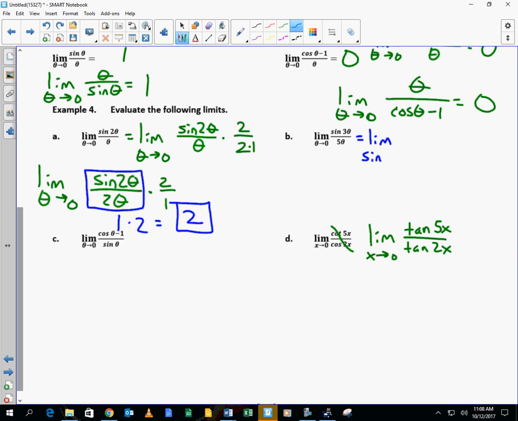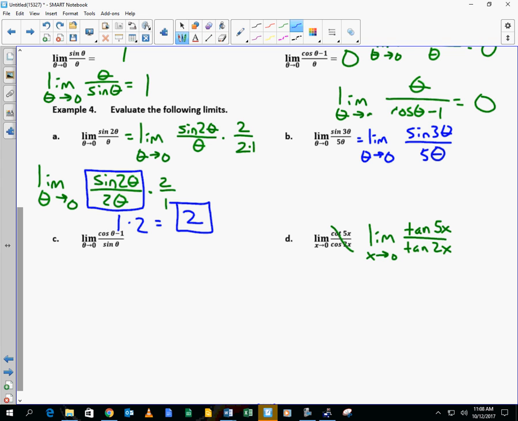Okay, this one, the limit as theta goes to 0 of sine of 3 theta over 5 theta. Now, I don't like the fact that I've got a 5 theta in the denominator. I can't do anything to this 3 theta. It's tied in with the sine. It's sine of. Okay? I can't move that 3 around, taking the sine of that. I would have to do sine inverse first. But I can play around with this 5 theta, okay?